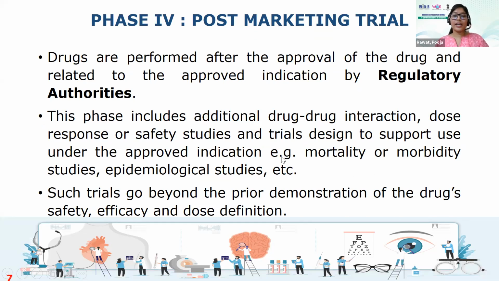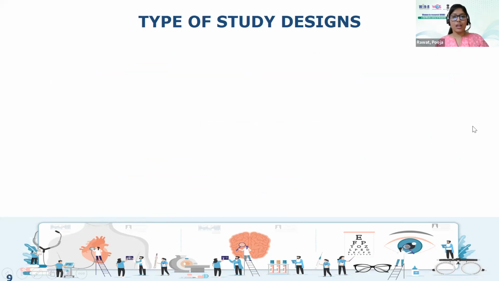So this phase includes additional drug-drug interaction, dose response, and safety studies, and trial design to support use of the approved indication in mortality or morbidity studies, epidemiological studies, etc. Such trials go beyond the prior demonstration of drug safety, efficacy, and dose definitions. So, okay, these are all about the phases. Now let's talk about the study design.